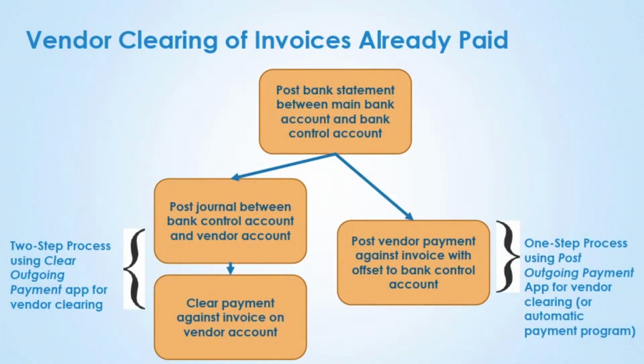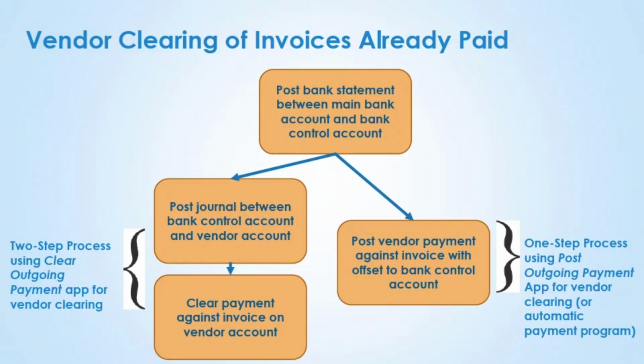We will go into the exact postings later in this section, but it's worth mentioning at this point that all payments have at least two postings. One between the payee and the bank control account, and one between the bank control account and the actual main bank account when the bank statement's posted.